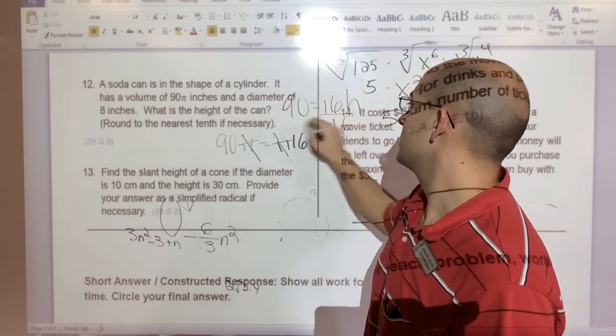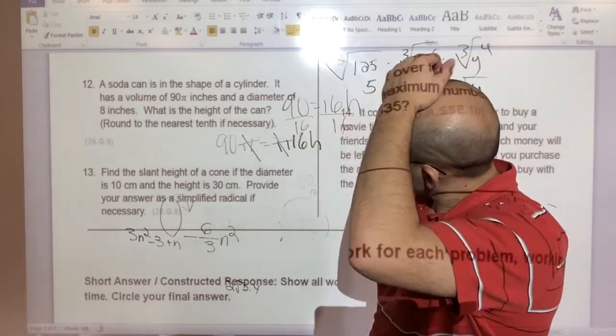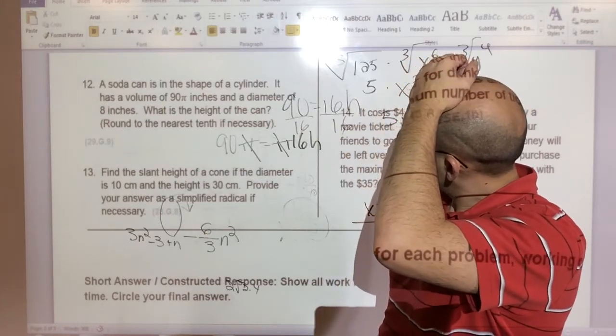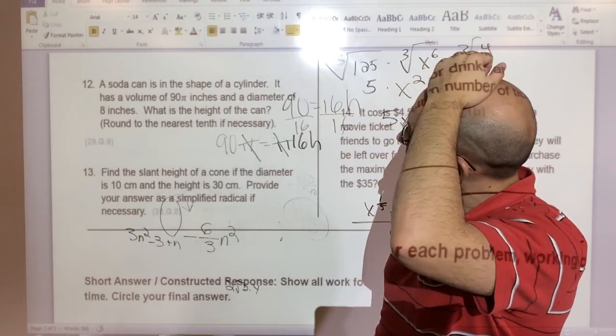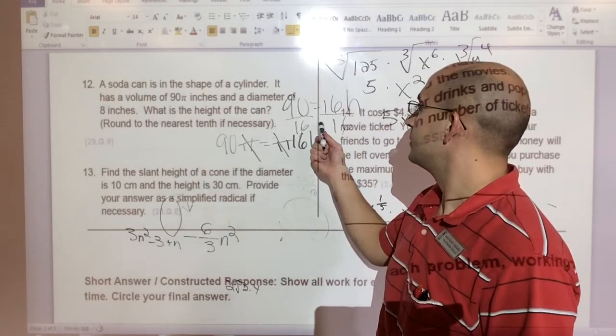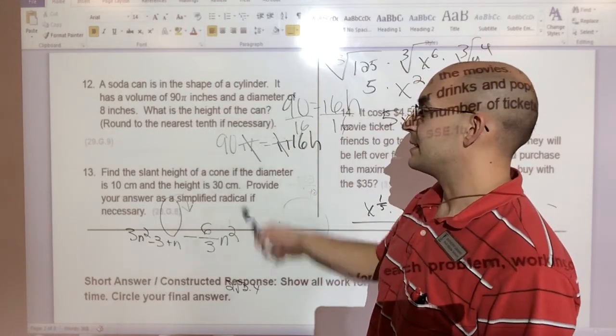Divided by 16 on both sides. And what is that, 32, 64, 80. That doesn't work. Maybe I messed up. But basically that's how it's going to set up.